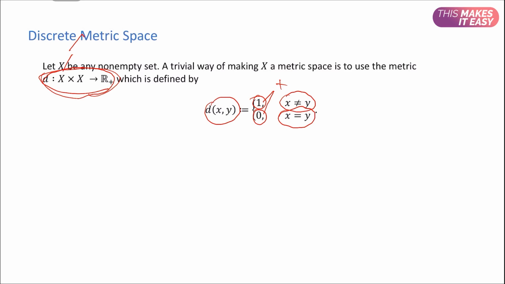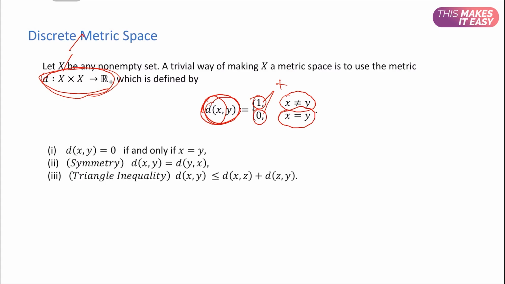The only condition is that this distance function has to satisfy all those 3 properties. Let us look at that. The first condition says that if x is equal to y, then distance will be 0. That is given in the definition itself. If x is equal to y, then distance is 0. The second condition says that distance between x and y is equal to distance between y and x. Let us see whether this distance function satisfies this second condition.